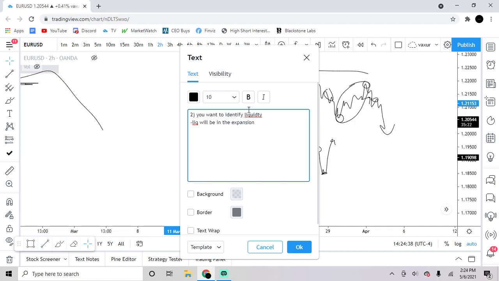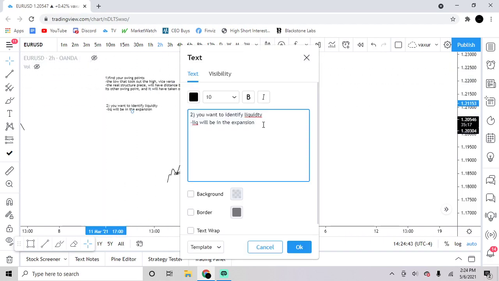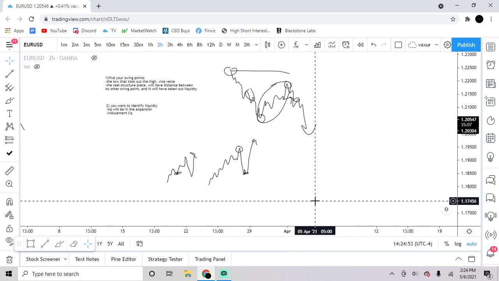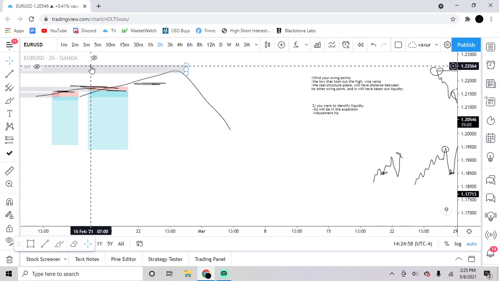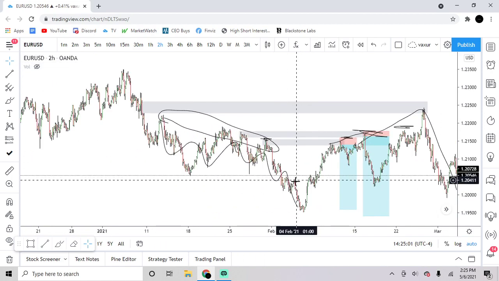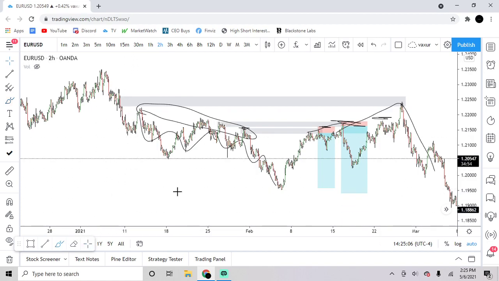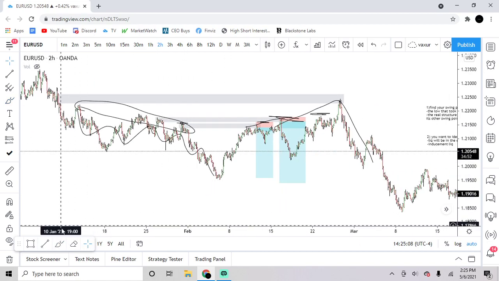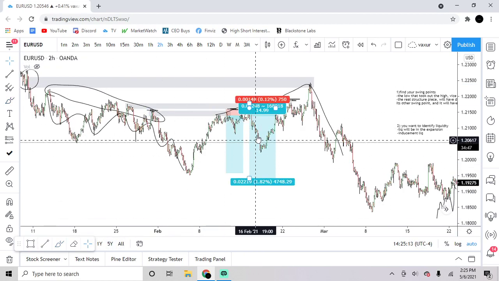So you want to identify liquidity, which would be liquidity in expansion. But that does not mean inducement liquidity also. So we'll put that in there. So you have your swing points. You've identified your liquidity. Now you have a basic idea of where you want to be looking for your order blocks. And we'll go over that down the line. But now that you have a basic idea of your order blocks, you mark them out. Now you wait for price to return.